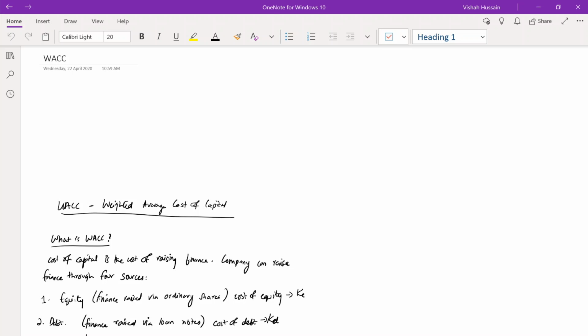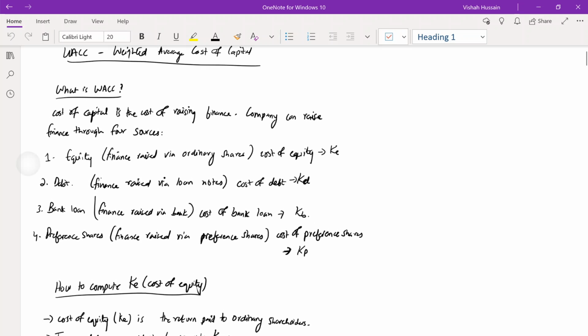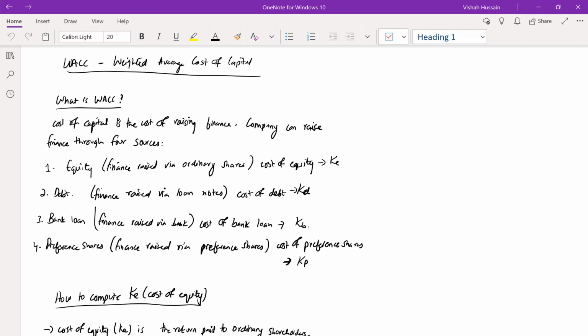The F9 WACC. First of all, we need to know what WACC is. WACC is the cost of capital of a company which is raising finance through different sources. Now, a company usually raises finance through four sources. These are the main four sources.